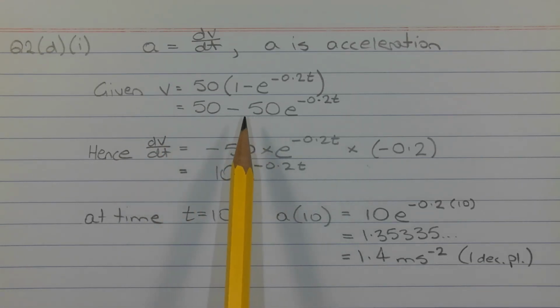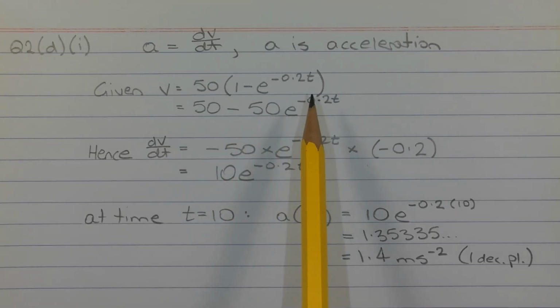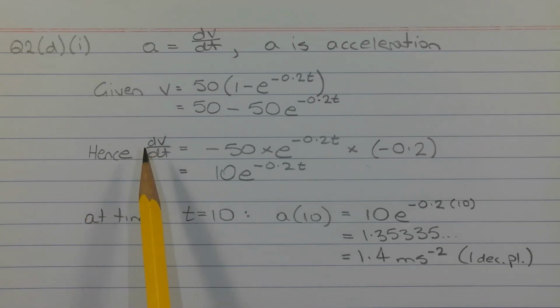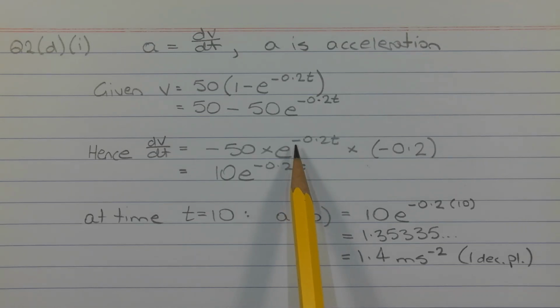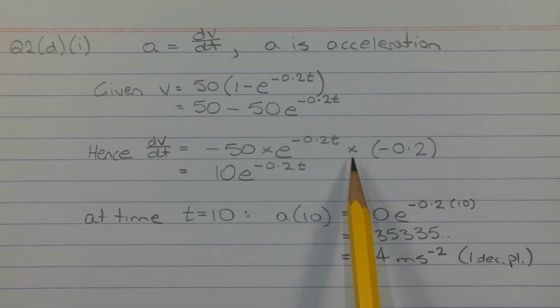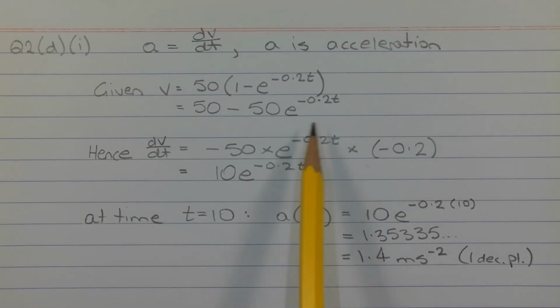So we only need to differentiate negative 50 e to the power of negative 0.2t, and we can use the chain rule for that. Hence, dv/dt is equal to negative 50 times e to the power of negative 0.2t times the derivative of the index, which is negative 0.2, and that equals 10 times e to the power of negative 0.2t.